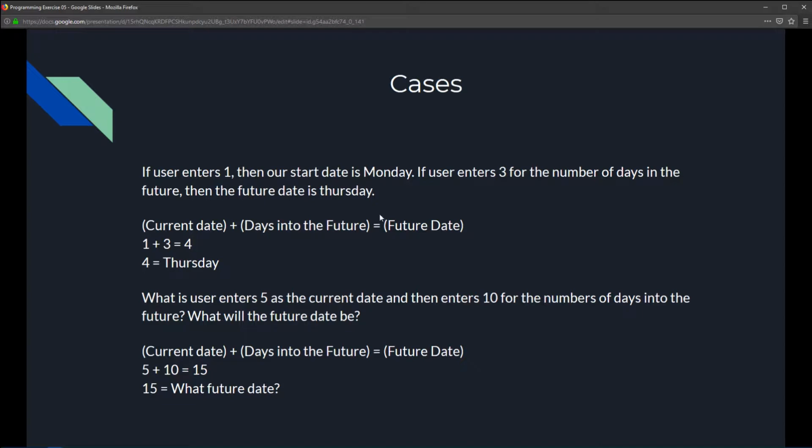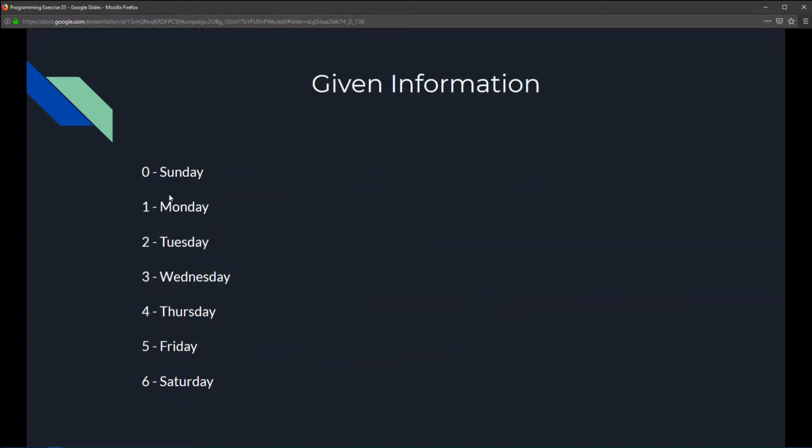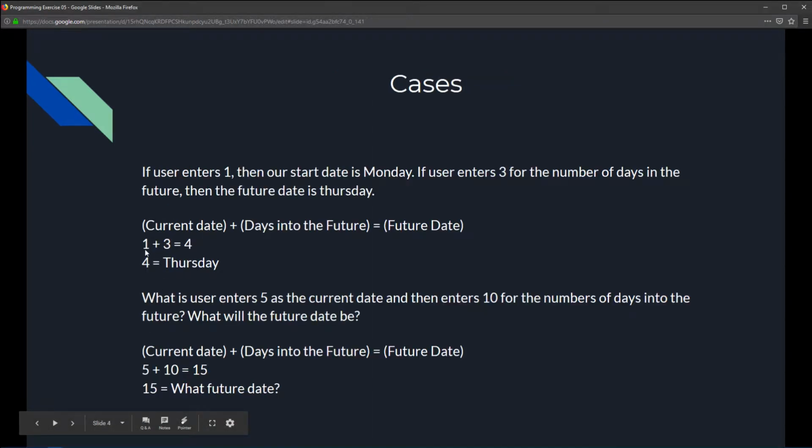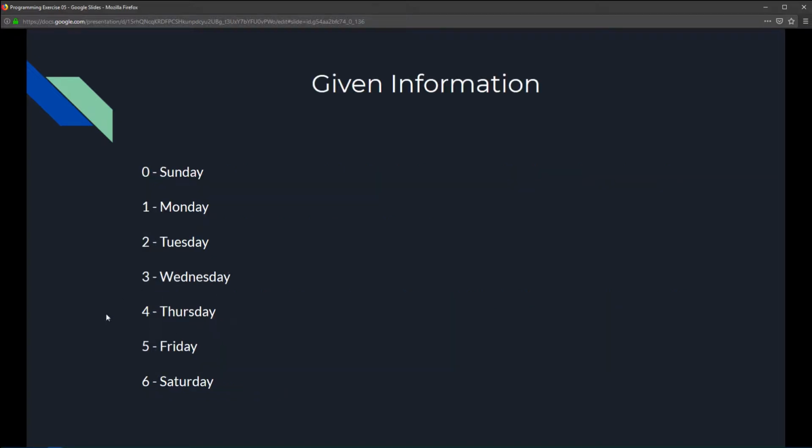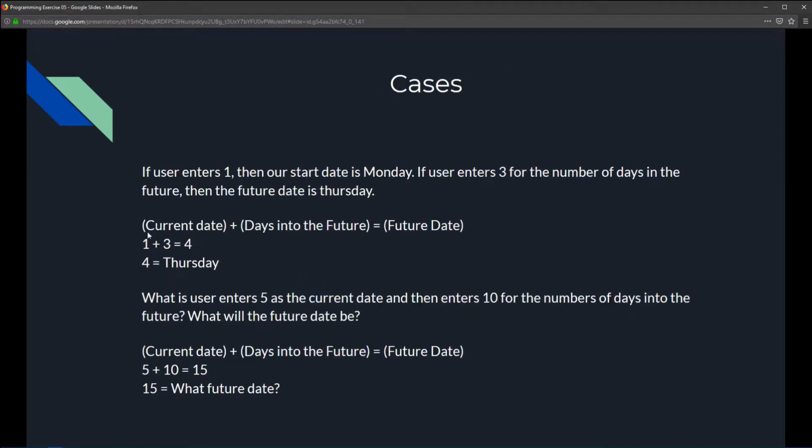So given this, we could easily solve it by doing something like this. Enter current day, anything from 0 to 6, for the time being. So we could enter 1 for Monday, and then let's say how many days into the future, and we'll say 3. So 1 plus 3, or 1 Monday plus 3 more days in the future is 4, and 4 is Thursday, which is what we got right here, right? Is that making sense so far? So with that, we could easily solve for this.